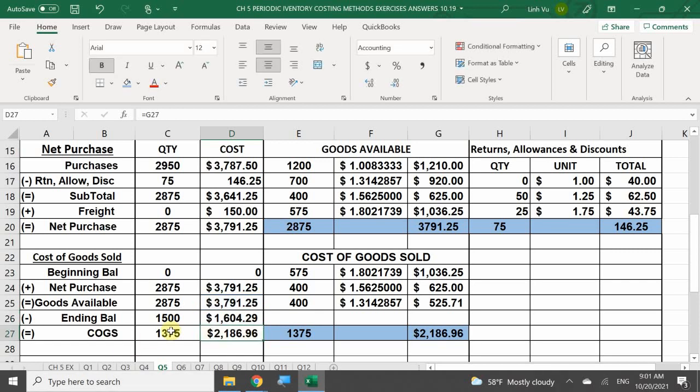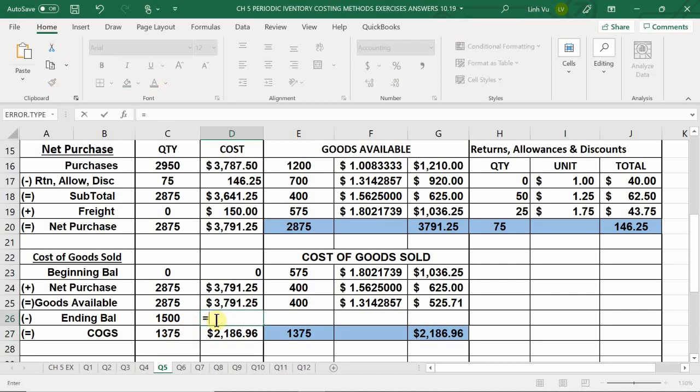Okay. Yeah, so we're going to take my goods available and I'm going to subtract out the total cost of goods sold. That way, I don't have to actually really calculate it, right? But yes, I do have 1,500 items left. So what's my total cost or total value? $1,604.29. Okay, so good.